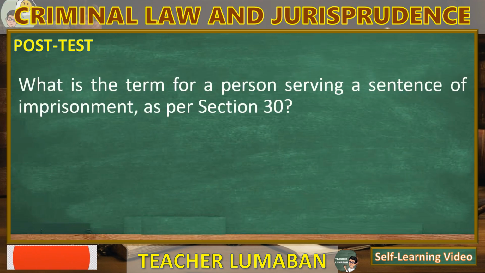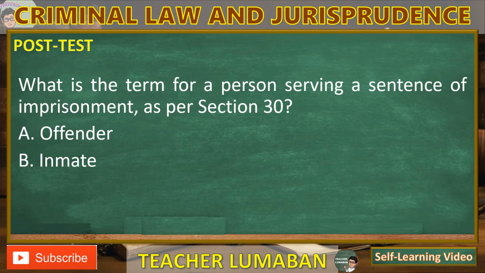What is the term for a person serving a sentence of imprisonment, as per Section 30? A. Offender. B. Inmate. C. Detainee. D. Accused.